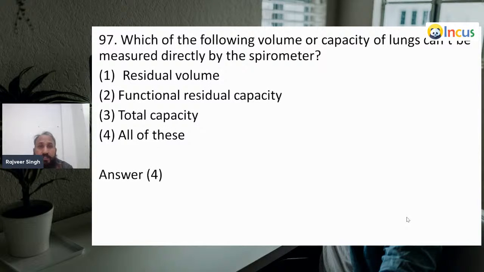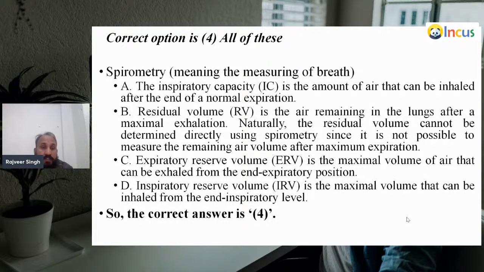Next question is which of the following volume or capacity of the lungs cannot be measured directly by spirometer? Residual volume, functional residual capacity, total capacity, all of these. The answer will be all of these, because neither RV, nor FRC, functional residual capacity, and also total capacity can be measured directly by spirometer. So the answer will be fourth. Okay, so spirometry means the measuring of the breath. Okay, so measuring of the breath.